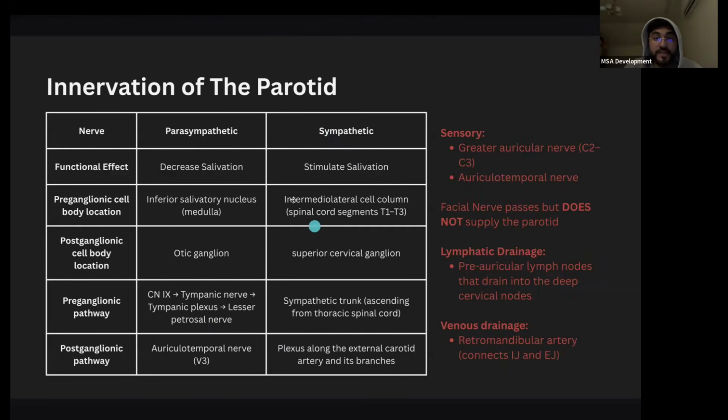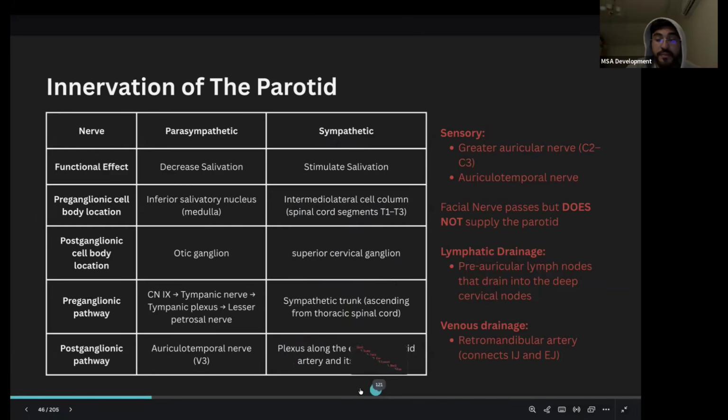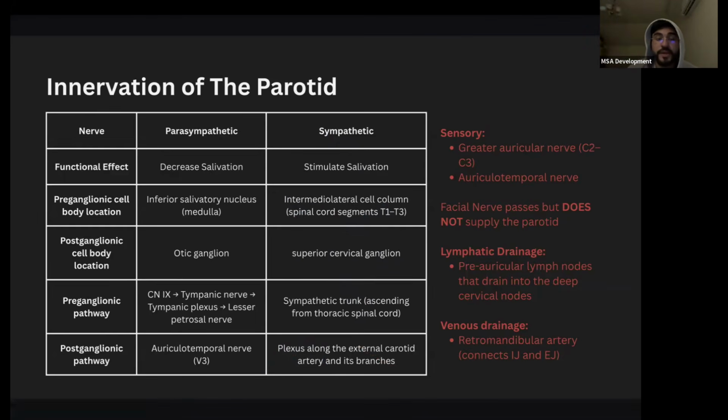For the sympathetic, it's going to be through the anterior mediolateral cell column in the spinal cord, going through the superior cervical ganglion, and basically it's going to reach through the external carotid arteries and their branches, like the plexus will run along them. So what's really the most important part of this slide is that you know the postganglionic cell bodies. This is going to be the otic ganglion, this is going to be the superior cervical ganglion. And here the preganglionic pathway is going to be through the lesser petrosal nerve. It's very high yield.